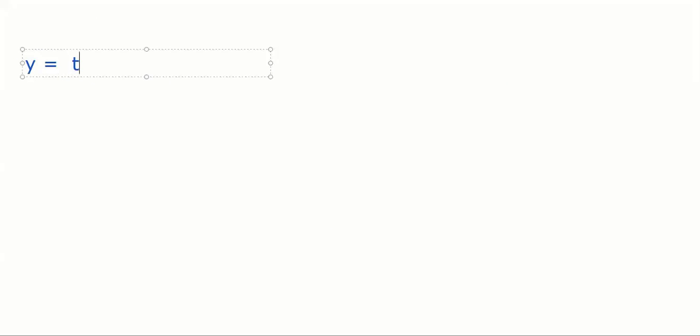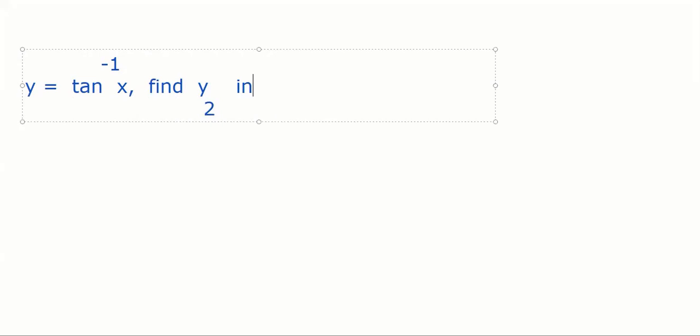y equal to tan inverse x. Find y2 in terms of y only. Means we don't need any x, we need only y. Find y2 in terms of y alone. Take your time, everybody, and then Usha will start after 30 seconds.